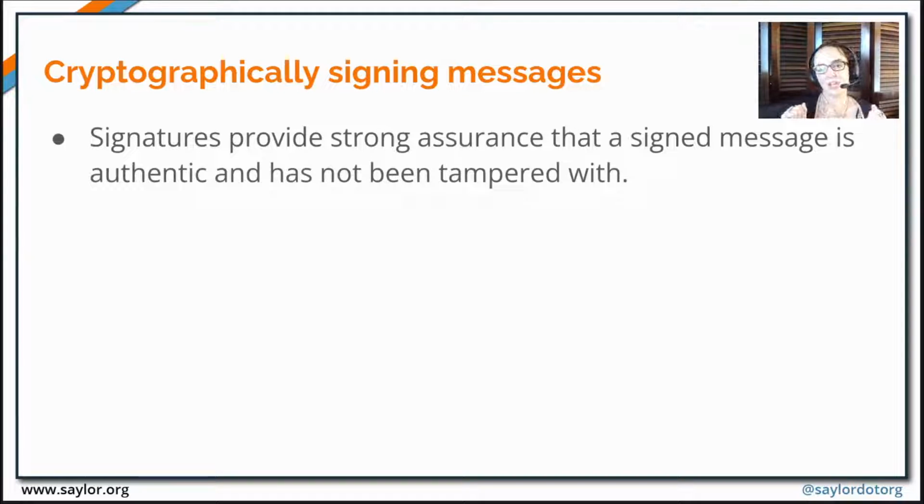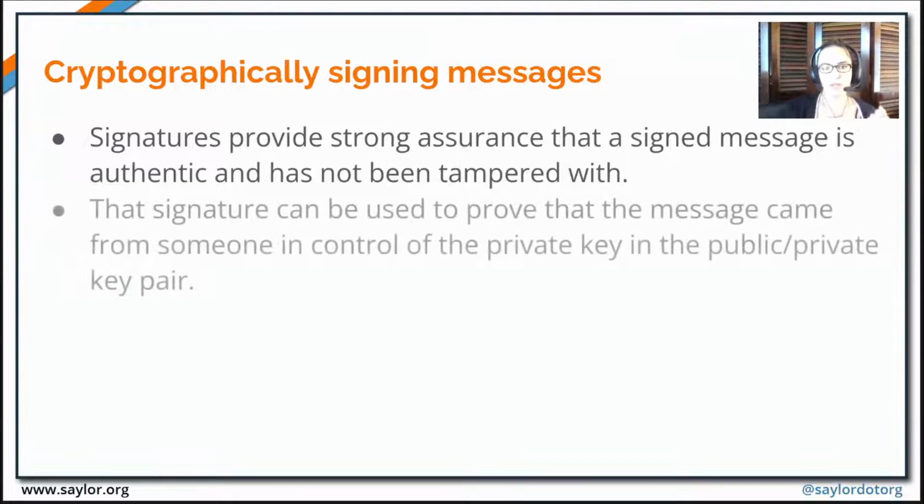And we can also prove that that message that I signed hasn't been altered. Charlie can't just change that transaction to all of a sudden I'm sending him 2 Bitcoins instead of 1, right? So we can prove where the message came from and that it hasn't been tampered with. That's really important in this case. Signatures can be used to prove that the message came from someone in control of the private key in the public-private key pair.